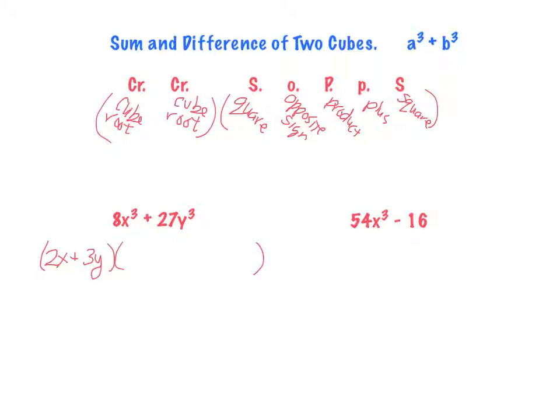Okay, let's go do SOPs. So first thing says square it. So you go to the first term and you're going to square it. So that'll be a 4x squared. And then I do the opposite sign. So that means a minus.